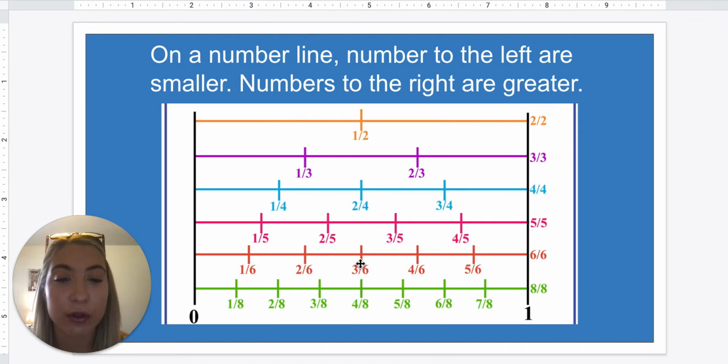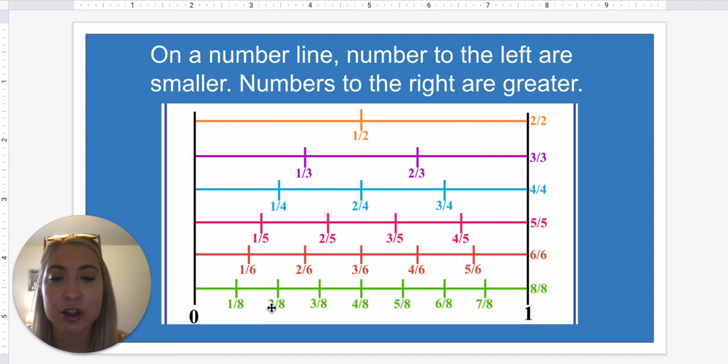So if we go to 3/6, anything over here, 1/6 and 2/6, that is smaller because it's to the left. But over here, 4/6 and 5/6, those are to the right, so these are larger than 3/6. So same with here, if I go to 2/8 and I want to graph a fraction larger than 2/8, I could pick any of these numbers because they're to the right, so these are bigger. Because 4/8 is bigger than 2/8.